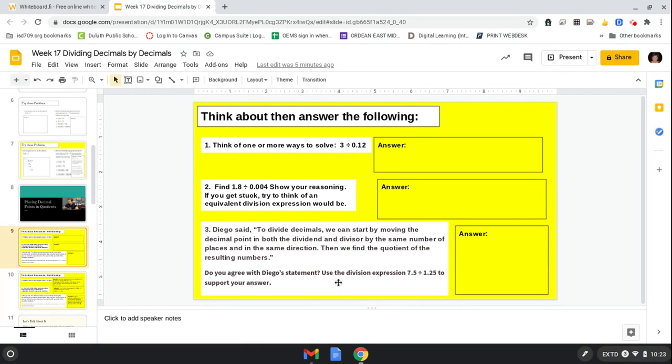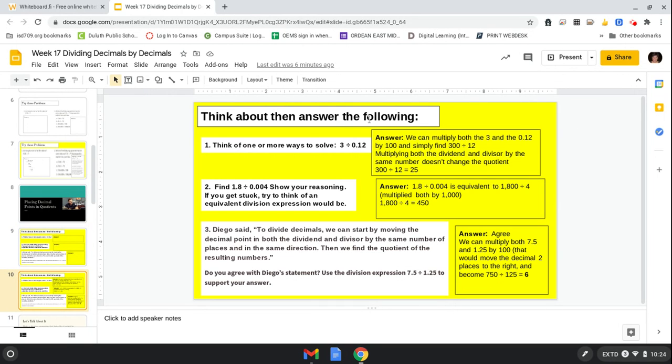So, do we agree with this statement? Yes, we would. We could multiply both 7 5/10 and 1 25 hundredths by 100 and move our decimal place 2 places to the right and get 750 divided by 125. 750 divided by 125 is 6. And if you look at our answers on the next slide, you will see what we just talked about.